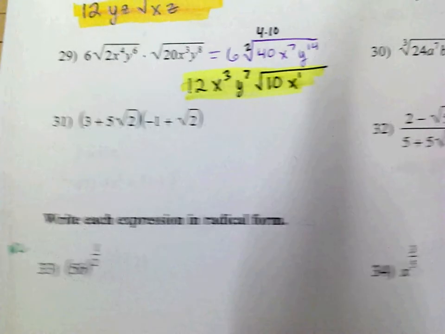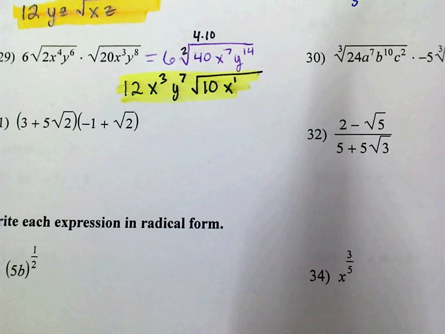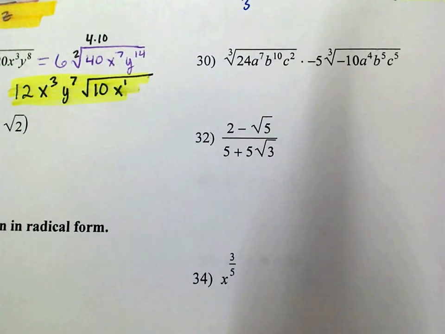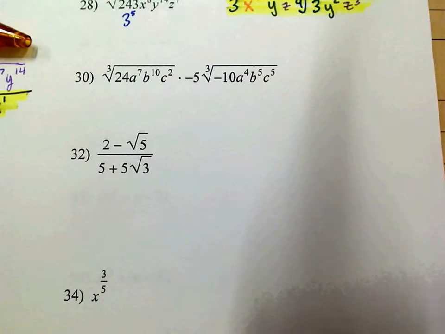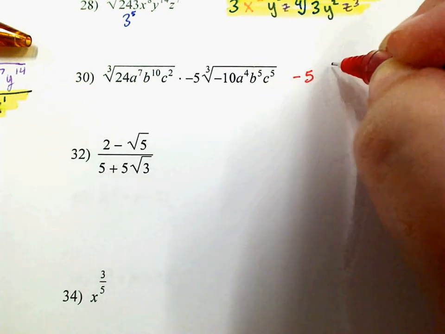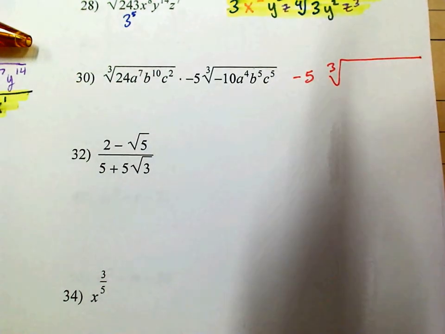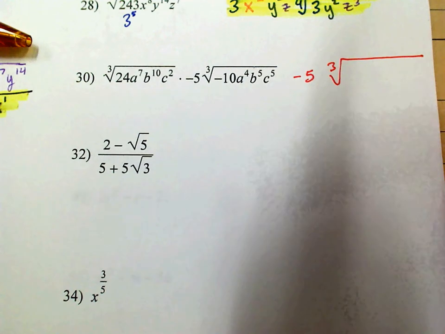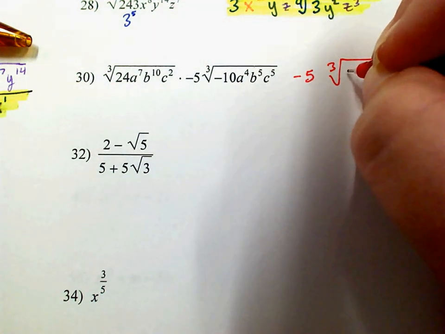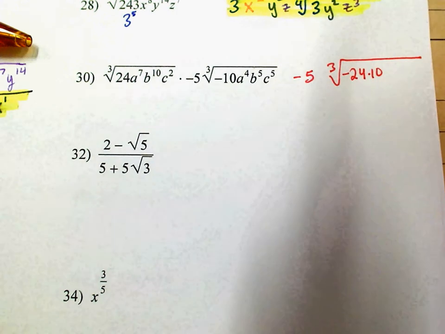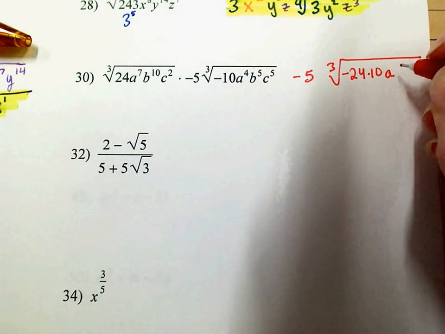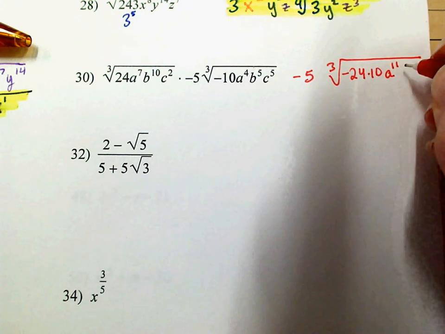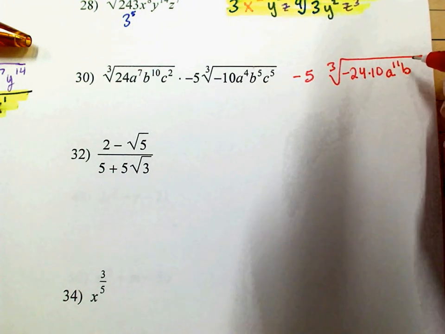Number 30 is a little bit uglier. So let's do it. What's the only number on the outside? -5. So I'm going to go ahead and write that. -5 times the cubed root of... Now, I'm not actually going to multiply 24 and 10. I'm just going to write 24 times the -10, or -24 times 10. I'm just going to put the negative in the front. Make it easy. A to the what? 11. B to the 15. And C to the 7.